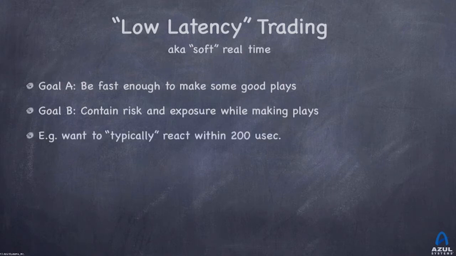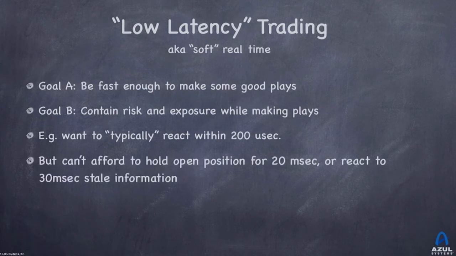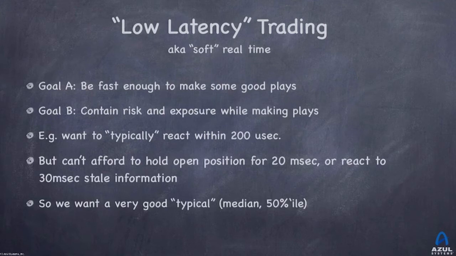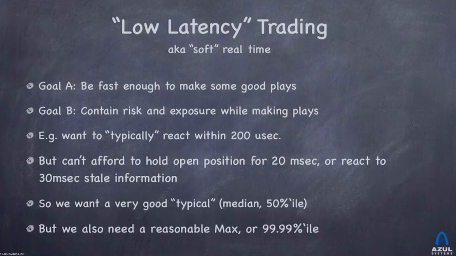But the way these systems typically work is you want to be typically fast. Usually in these systems today, it's tens or hundreds of microseconds fast. In and out, quick, you're done. But you can't afford to be caught, frozen, or holding something for tens of milliseconds in these systems. So you want a good typical, a good 50th percentile. I like medians much more than I like averages, because medians at least mean something. Half my stuff is this or better. And you also need a reasonable max and a reasonable high percentile number. So that's a very typical way to state requirements there.